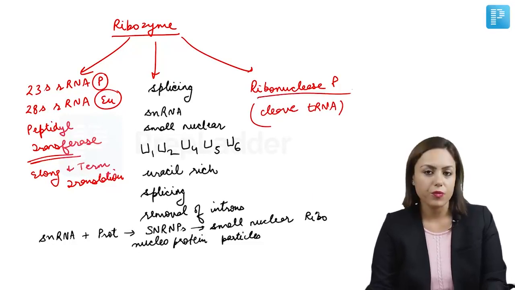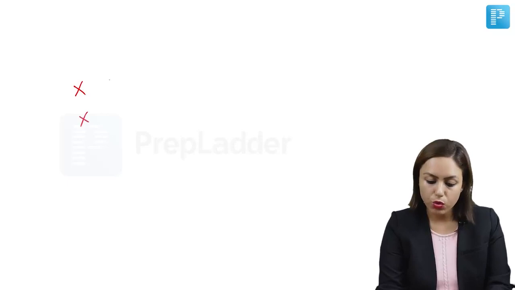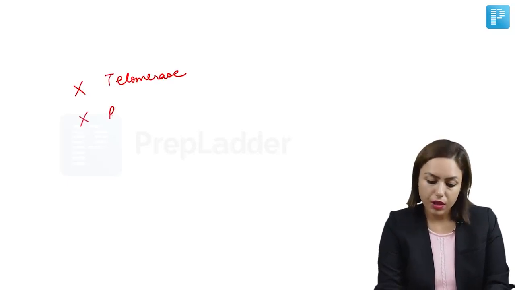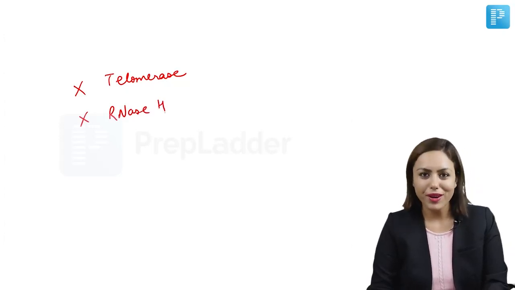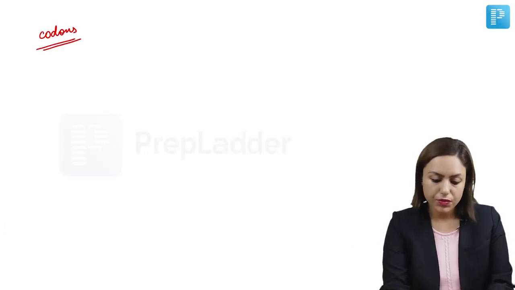It cleaves tRNA. Okay, so these all were ribozymes, but be careful, these two are not ribozymes. Telomerase is not a ribozyme and RNase H is not a ribozyme, right? Then we will do the next topic, that is codons.